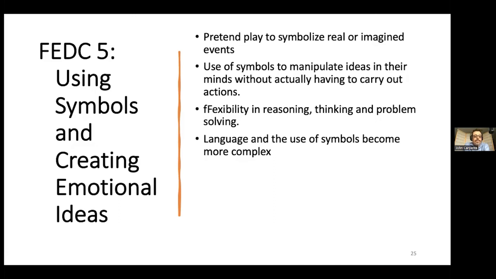So level 5 is the use of symbols and creating emotional ideas. Here's where pretend play comes into fruition. And eventually, you know, language then comes into symbols, right? And then words take on 3 dimensions. And that leads to more complex ways of using language. And this, I would say, is probably the precursor for empathy, right? Because without symbolic thinking, it's going to be impossible to develop the ability to abstract. And without abstraction, one cannot provide empathy, in my opinion.